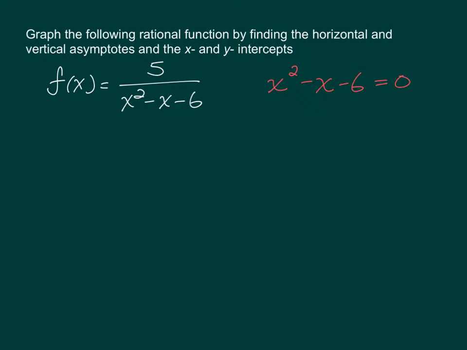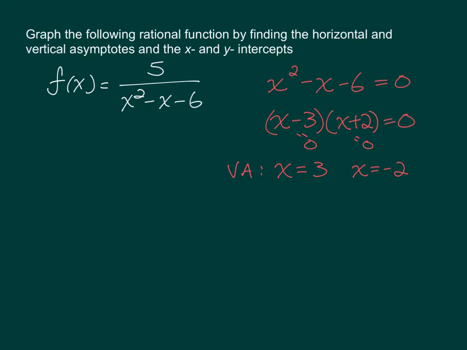If you use your factoring technique, you will see that the left side of this equation becomes x minus 3 times x plus 2. That still equals 0. And so we can set each factor equal to 0 and solve for x, which results in x equals 3 and x equals negative 2. And these are our vertical asymptotes.